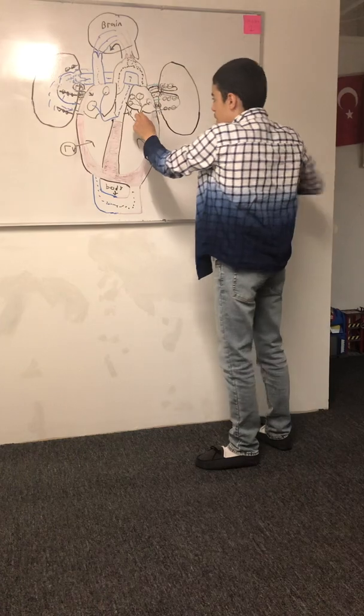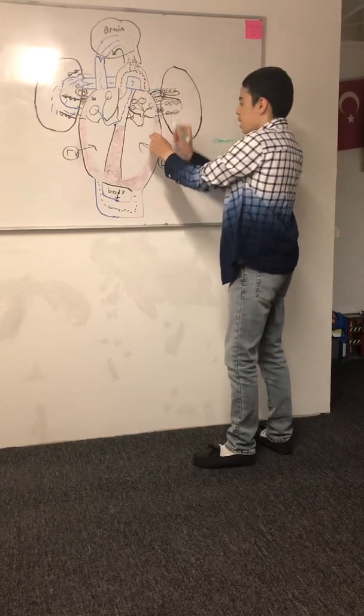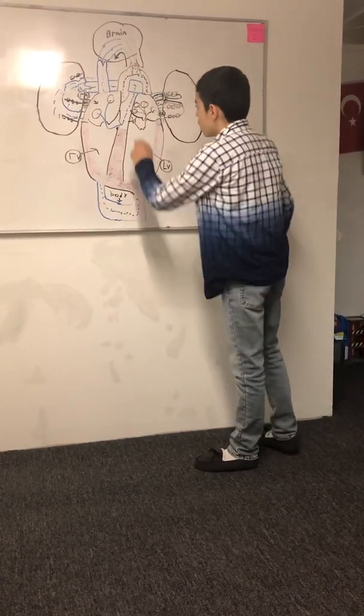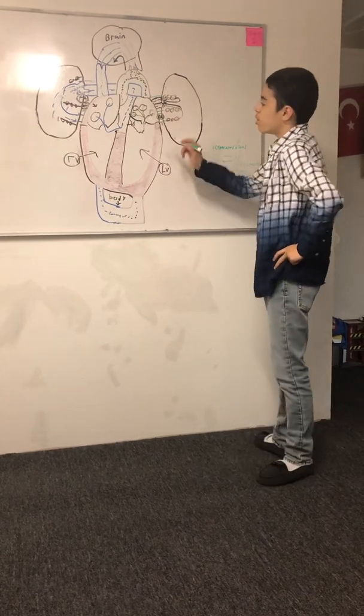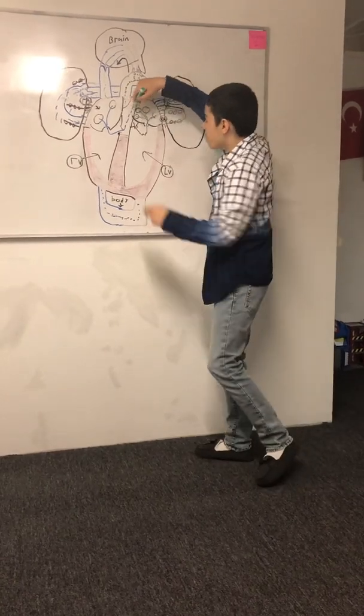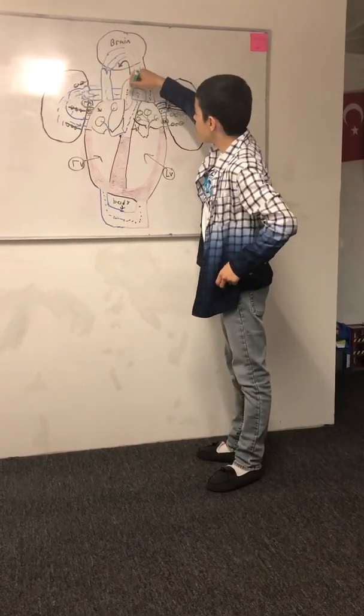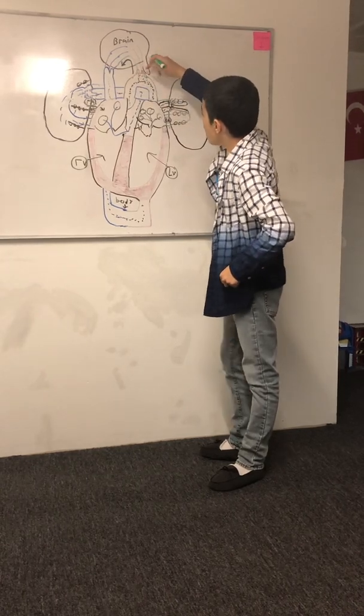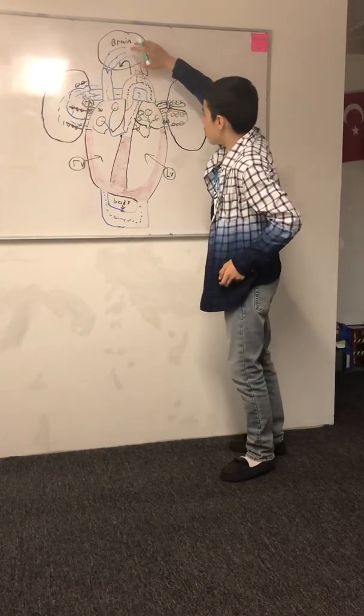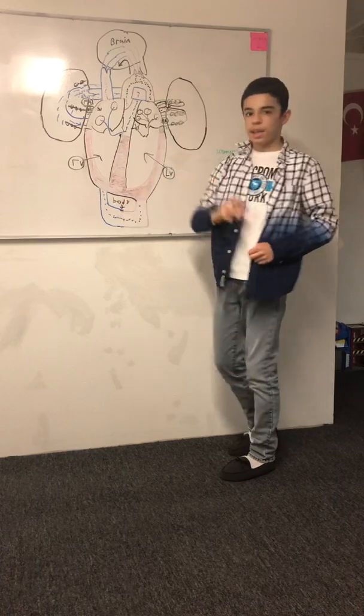Then they leave into the mitral valve, and then into the left ventricle, which then goes through the aortic valve, which then the oxygenated blood goes through into the aorta, which then the blood comes up into the brain, and then later into the body as well.